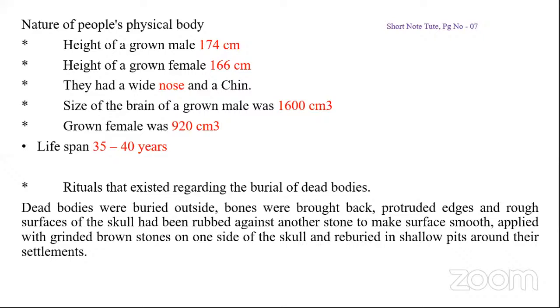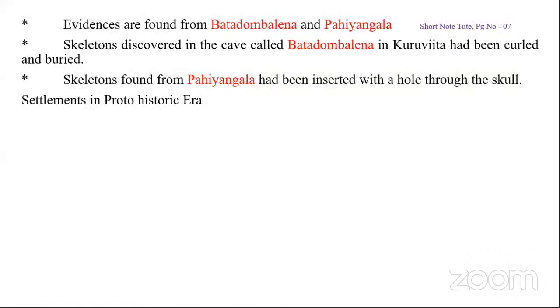So this is the second type of ritual, the second type of removing dead bodies. So you know that during the Stone Age, they were only burying the dead bodies. They did not do any burning. Burning comes in the proto-historic time period. Okay. Now we'll go to the next one.